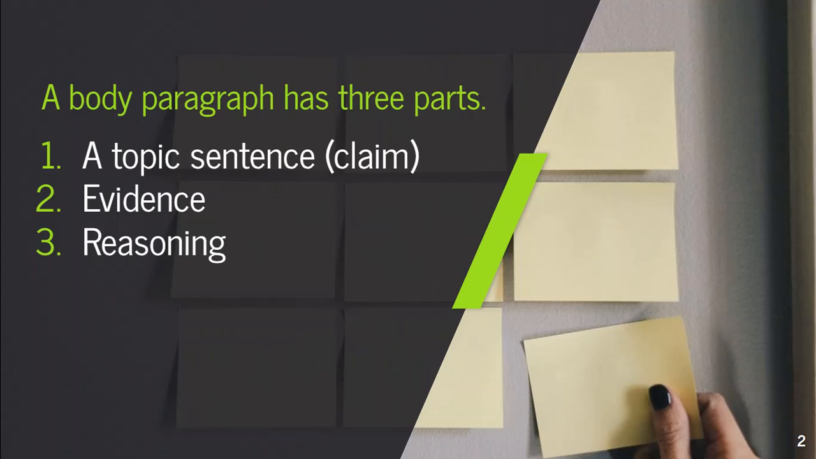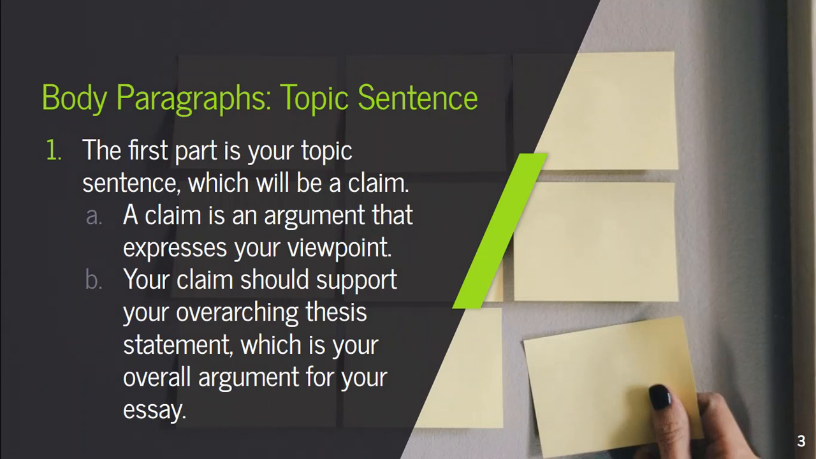A body paragraph has three parts. The first part is your topic sentence or your claim. The second is your evidence. Your third is your reasoning.